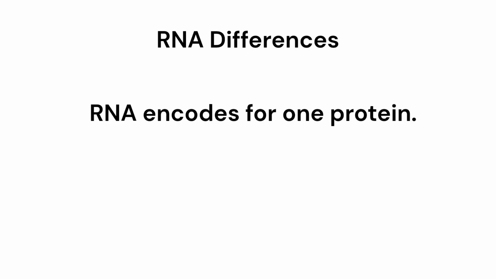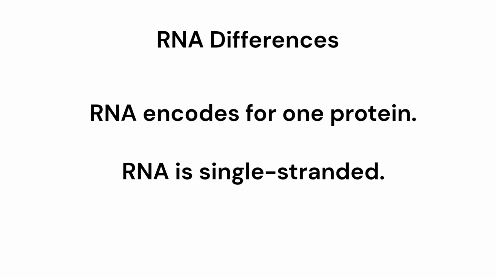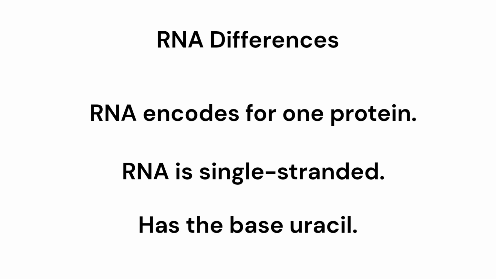DNA encodes for proteins, but it must be transcribed into the polymer mRNA. mRNA differs from DNA in that it encodes only for one protein, is single-stranded, and has the base uracil instead of thymine. mRNA is produced through the process of transcription.